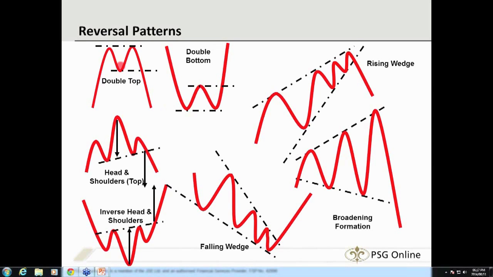You also obviously get triple tops and triple bottoms, which are more powerful. Obviously, you find a more powerful support and resistance level. But some of the most common or the most important ones to use from a technical trading point of view is what they call a head and shoulders formation.